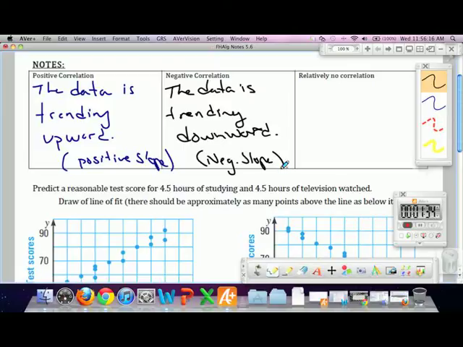And how about relatively no correlation? The plots are all over the place, so when you draw the line, you can't really tell what the slope is because the slope's all over the place. The data's kind of scattered. It doesn't seem to be trending up or down.